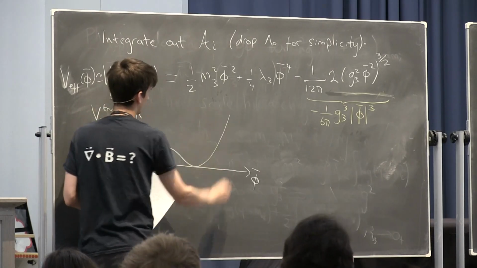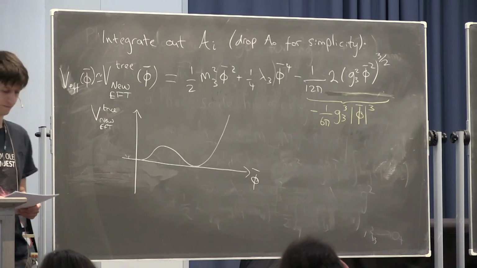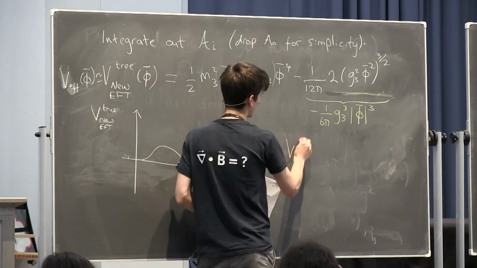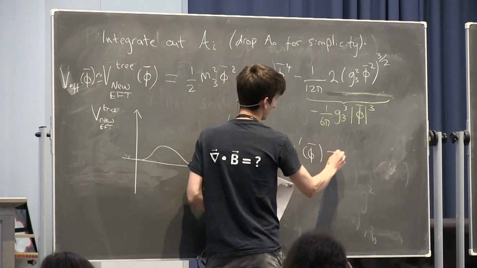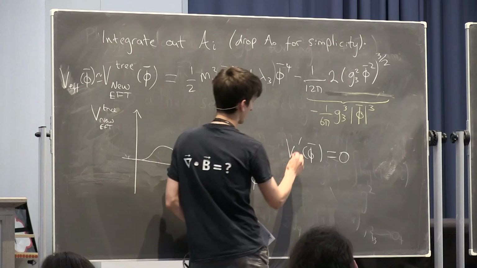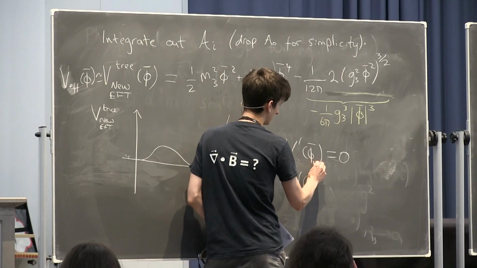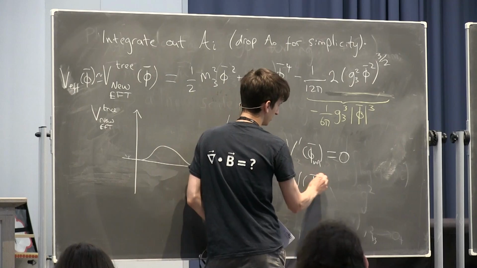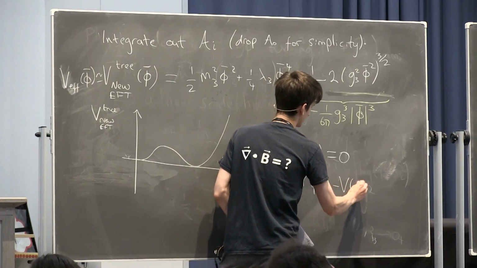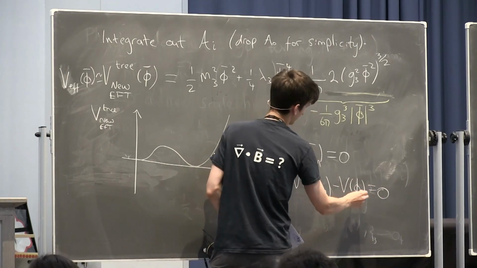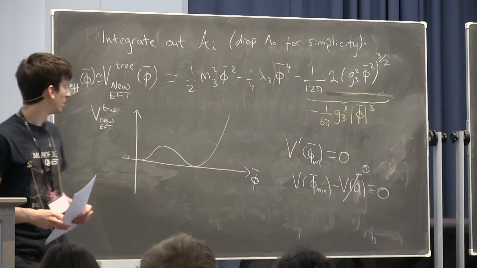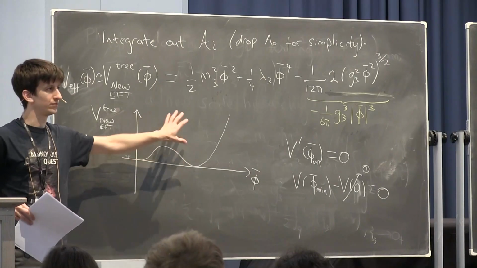One finds this kind of a potential with two minima. And you can find the positions of these minima by solving V prime of phi bar equals 0. And then you can solve for the special condition where the two minima have the same height by simultaneously, let's call this phi bar min, solving for V of phi min minus V of 0 is 0. By solving those two equations simultaneously, you get this kind of a potential.